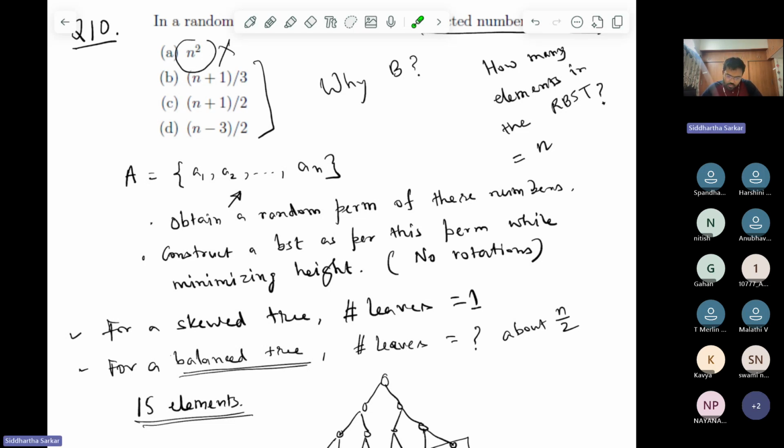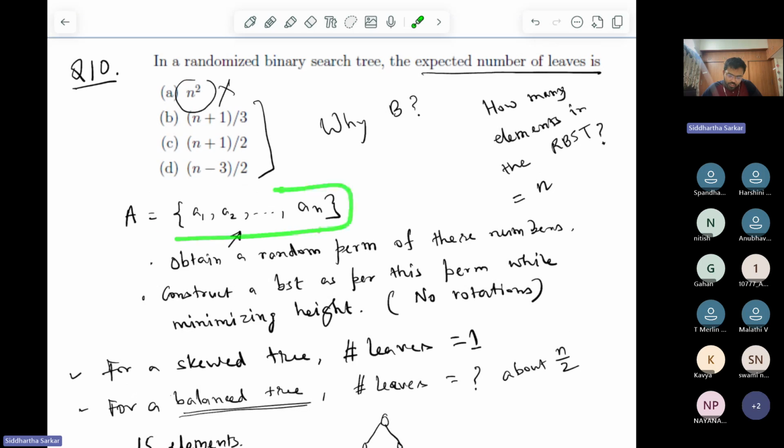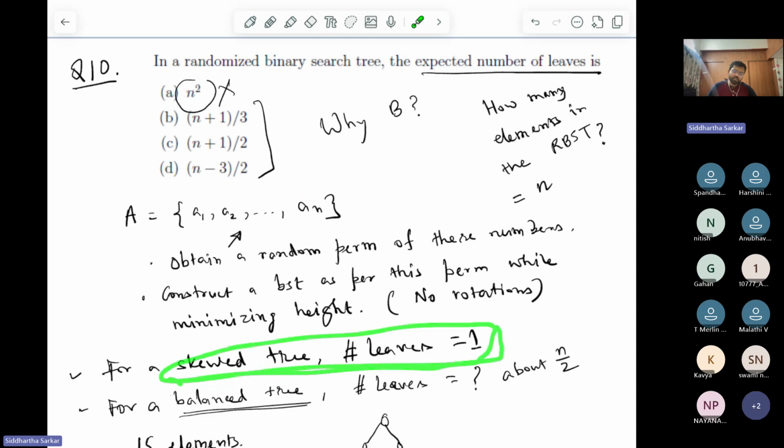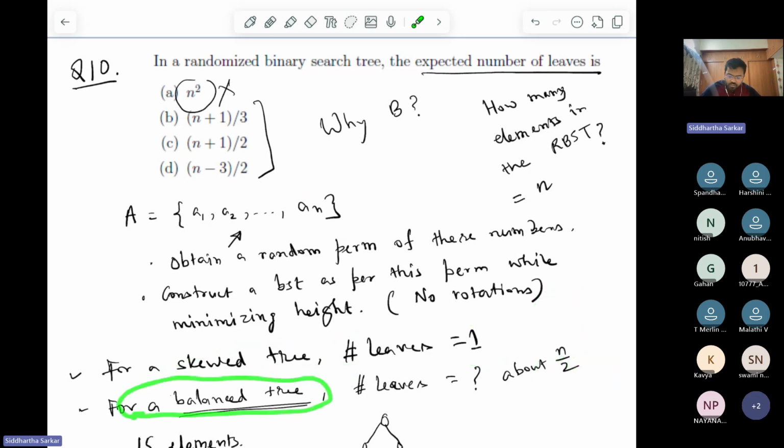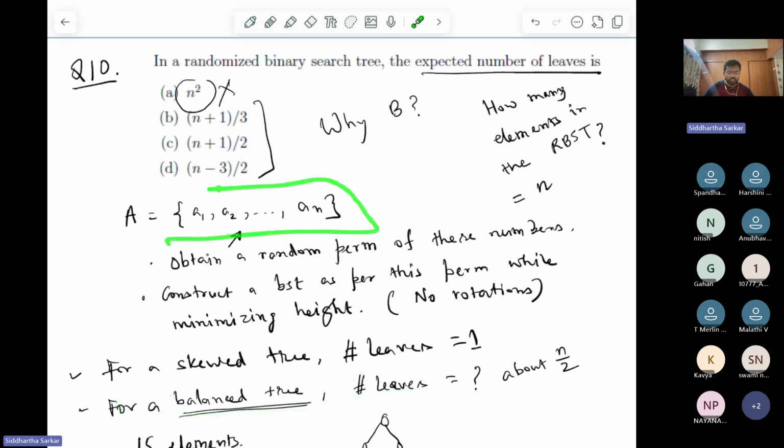So you have generated a random permutation. If you have generated a random permutation, it is highly unlikely that you will get a skewed tree. So the number of leaves being 1 is not very likely. The probability of this happening is very unlikely, and getting a balanced tree also is not very likely. These were extreme cases, because you have generated a random permutation. So 1 is very unlikely, and n by 2 is also very unlikely. So something in between will be the answer.